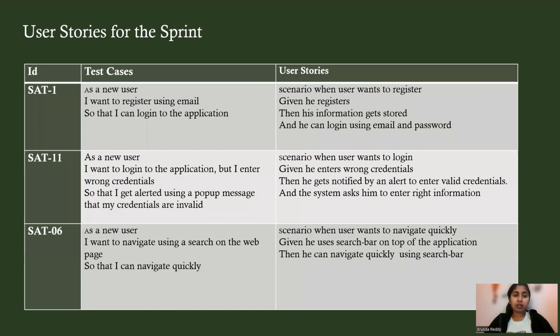User stories for the sprint, we have test cases and user stories. As a new user, I want to register using email so that I can log into the application. When the user wants to register, he registers, then his information gets stored and he can log in using Gmail and password. As a new user, I want to log into the application, but I entered wrong credentials. In that case, I get alerted using a pop-up message that my credentials are invalid. When the user wants to log in, he enters wrong credentials and then he gets notified by an alert to enter valid credentials, and the system asks him to enter the right information.